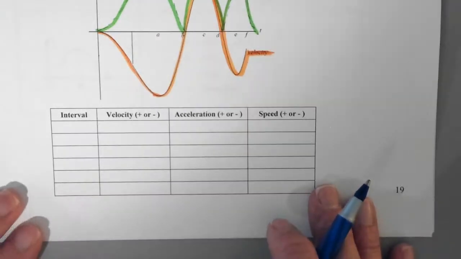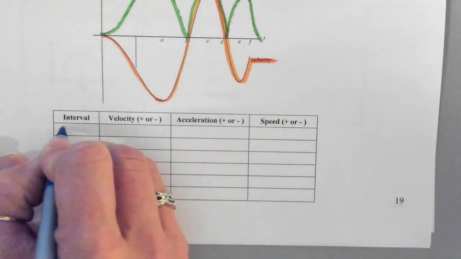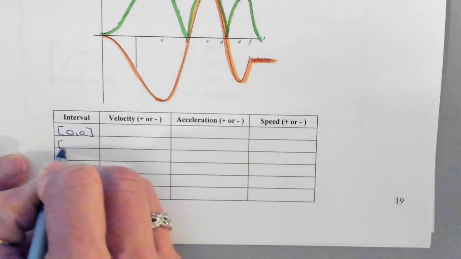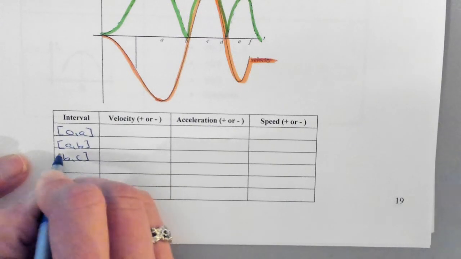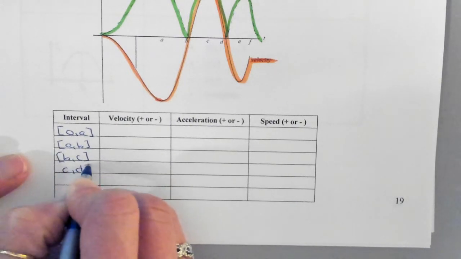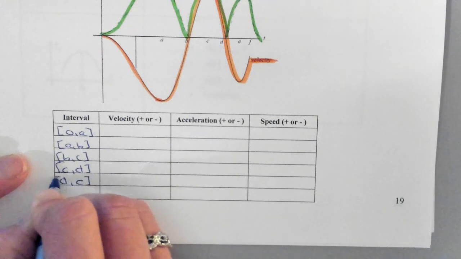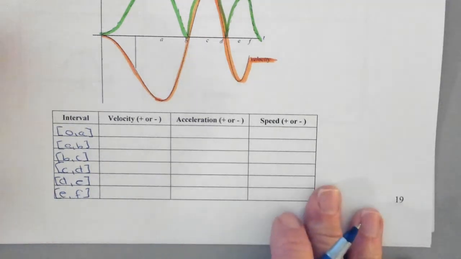Thank you, sir. So what we want to look at are these intervals. And we're going to look at the interval from 0 to A, A to B, B to C, C to D, D to E, and E to F. Okay, so we're looking at these graphs.